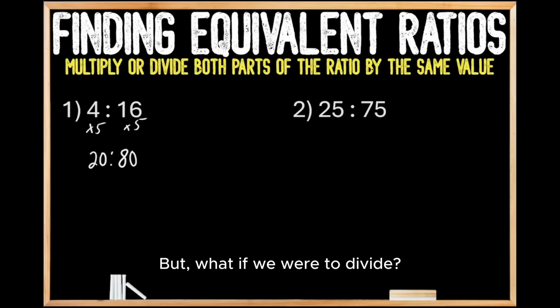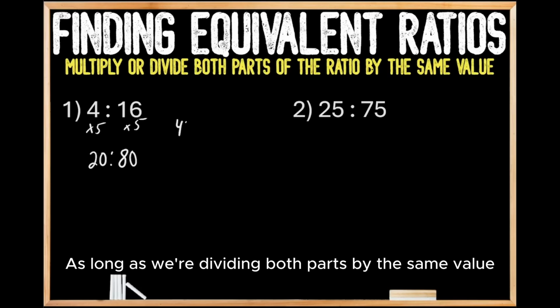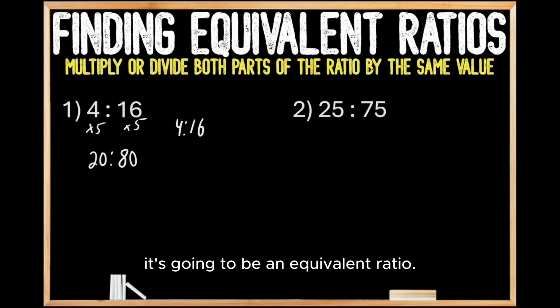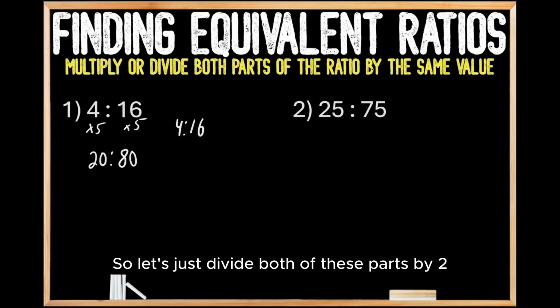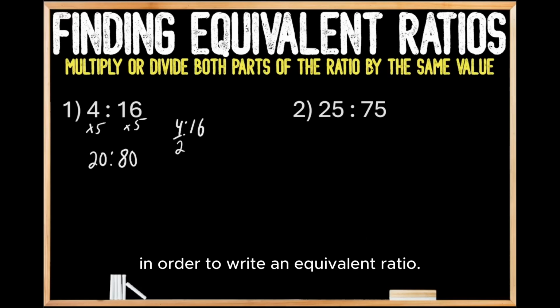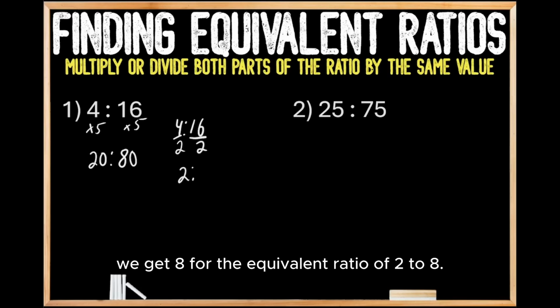But what if we were to divide? As long as we're dividing both parts by the same value, it's going to be an equivalent ratio. So let's just divide both of these parts by 2 in order to write an equivalent ratio. When we divide 4 by 2, we get 2, and then when we divide 16 by 2, we get 8 for the equivalent ratio of 2 to 8.